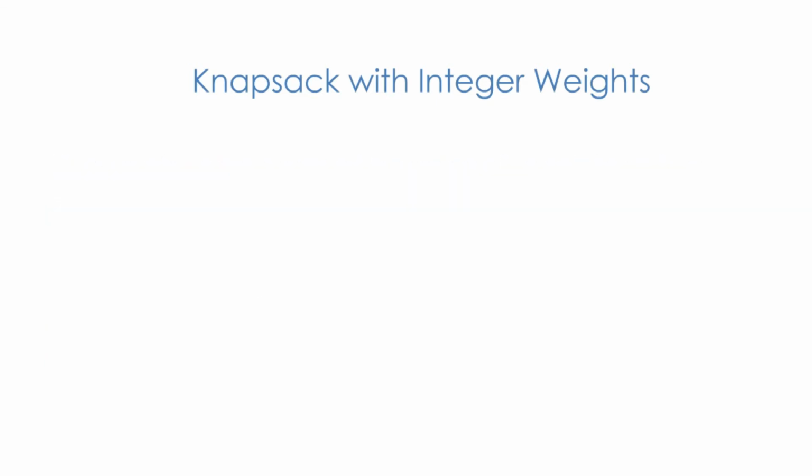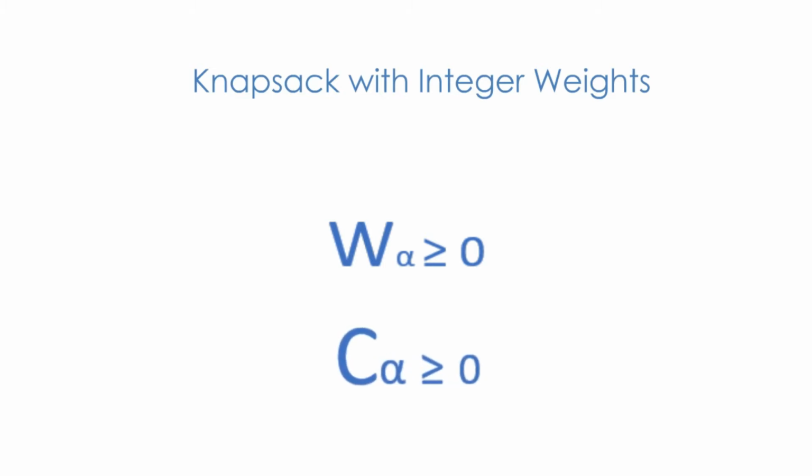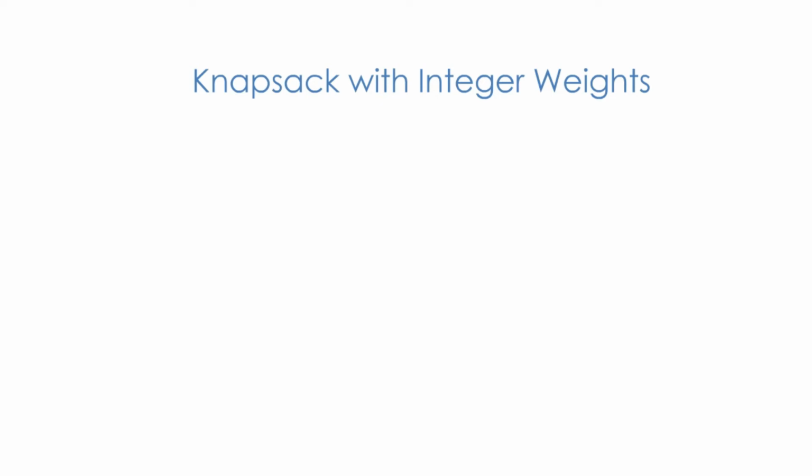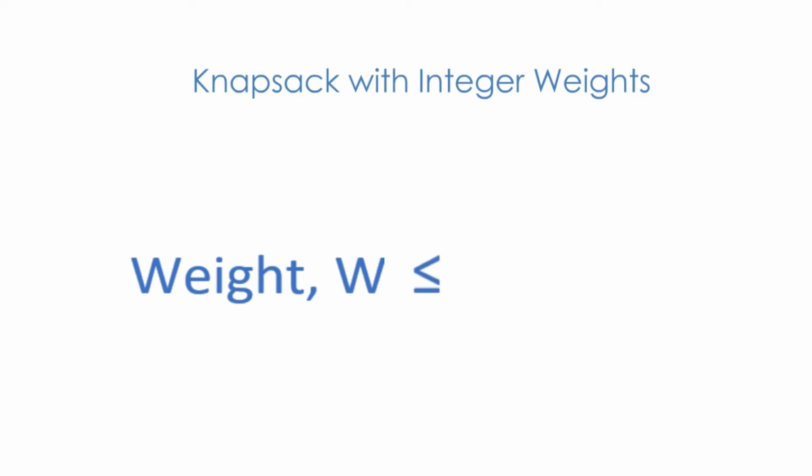In this tutorial, we will learn about knapsack with integer weights, in which we have weights w_α greater than or equal to 0 and values c_α greater than or equal to 0 of the n items. After having these items with their respective weights and values, we will put these items into the knapsack, compare their weight with the weight limit of the knapsack, and try to find the maximum sum of values.